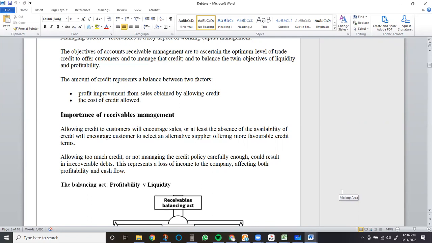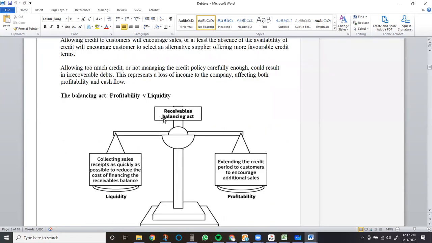Allowing too much credit or not managing a credit policy carefully enough could result in irrecoverable debts. And this has to be written off. This represents a loss of income to the company, affecting both profitability and cash flow. So we've got this little balancing act. Liquidity, collecting sales receipts as quickly as possible to reduce the cost of financing the receivable balance. Profitability, extending credit period to customers to encourage additional sales.